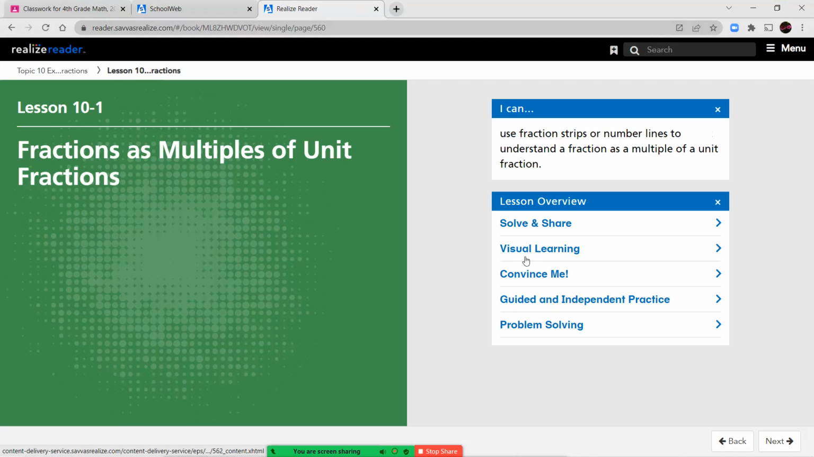Now remember, the prefix uni means one. So a unit fraction is one out of however many your total is. A unit fraction always has a 1 in the numerator. It's telling you that it's one piece of your total. If it's 1 out of 2, 1 out of 3, 1 out of 4, 1 out of 500, 1 out of 10,000, those are all unit fractions because the numerator has a 1 in it.